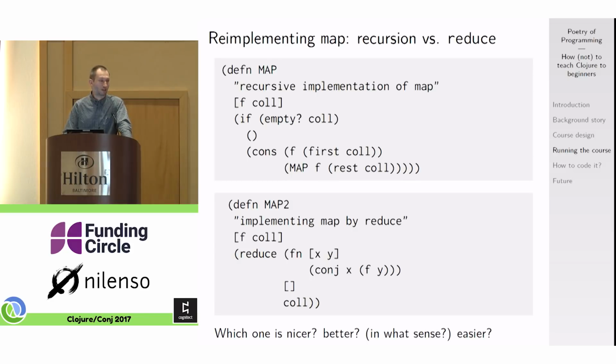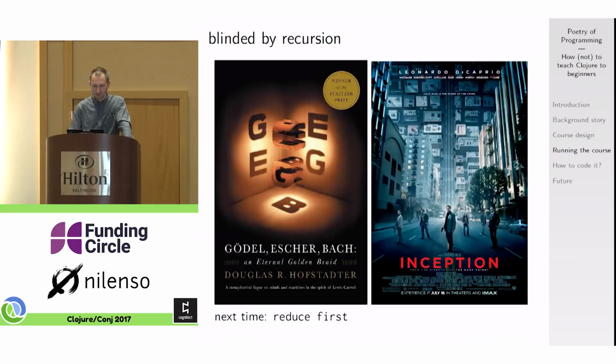In terms of cognitive load, the reduce one is a lot easier, because for the recursive one, you have to imagine these hanging cons calls on the stack, right? And if you don't have the background knowledge of the stack, then you don't even know what to imagine exactly.